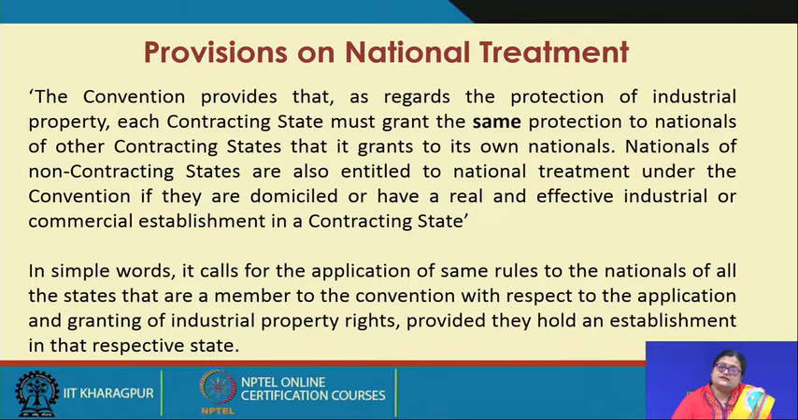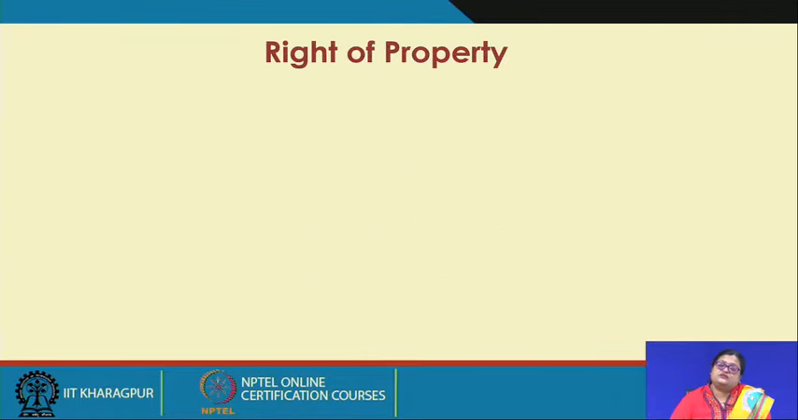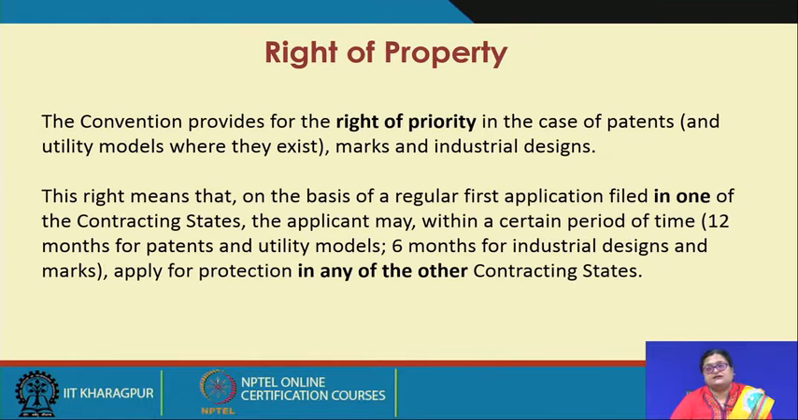In simple words, it calls for application of the same rules to the nationals of all the states that are members of the convention with respect to the application and granting of industrial property rights, provided they hold an establishment in that respective state. So it talks of equal treatment to everyone and not discriminating based on whether you belong to that contracting state or not. It gives equal treatment and equal opportunity to everyone who has an establishment present in the contracting state.